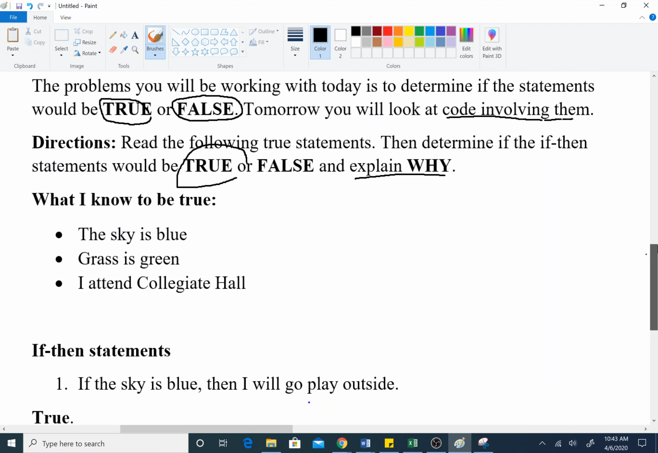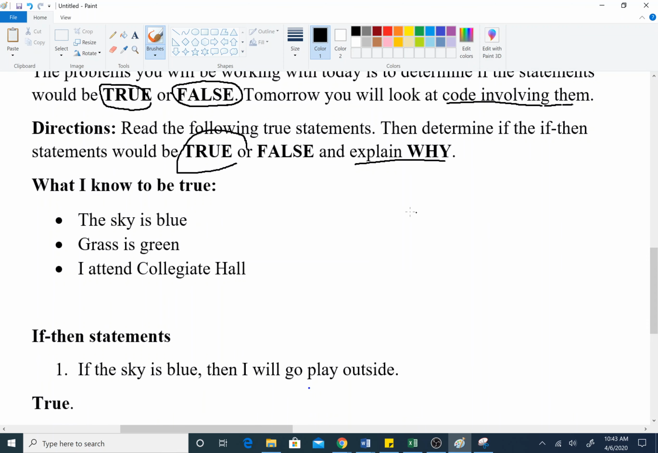You're going to be given some things that you know to be true, things like the sky is blue, the grass is green, and I attend collegiate hall. These are all things that you know to be true. We're going to look at these if-then statements to see if each statement is true. Remember, it only depends on if the first part is true.